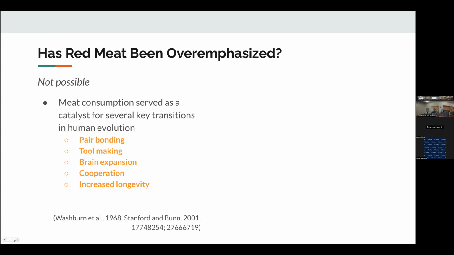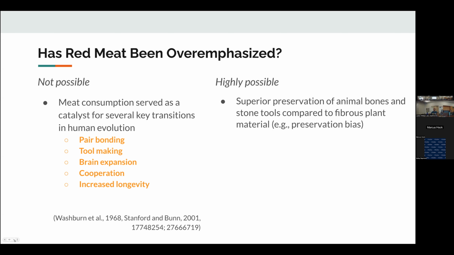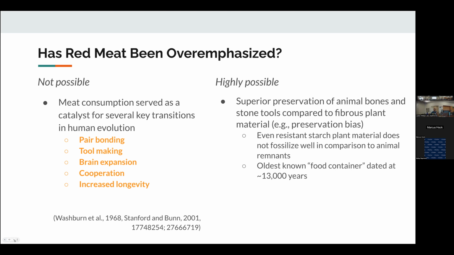Okay, but there's an entirely new camp that's saying, hey, wait a minute. It's also possible that there's superior preservation of animal bones and stones compared to the fibrous plant material. So we have a preservation bias here, right? The history is written on the stuff that's left behind. And so the things that we know to generate health, which include fiber, don't really last. Even resistant starch plant material does not fossilize well in comparison to animal ruminants. So the stones, the tools, the bones, fossils.